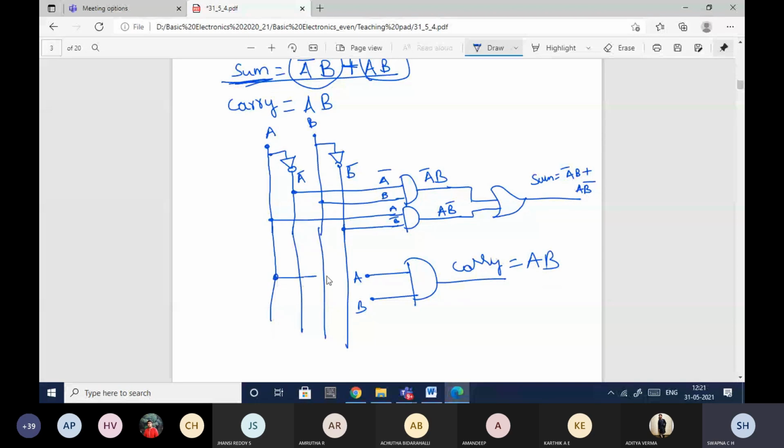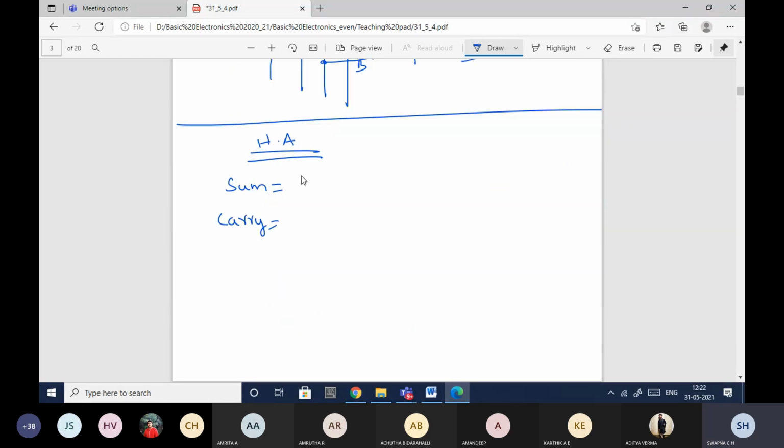This is my A and this is my B. When I give different values of A and B, immediately I'll get the sum and the carry. Sum is nothing but A bar B plus A B bar, and carry is nothing but AB. Can you recall where you have seen this equation, A bar B plus A B bar? Anywhere you have seen this equation?